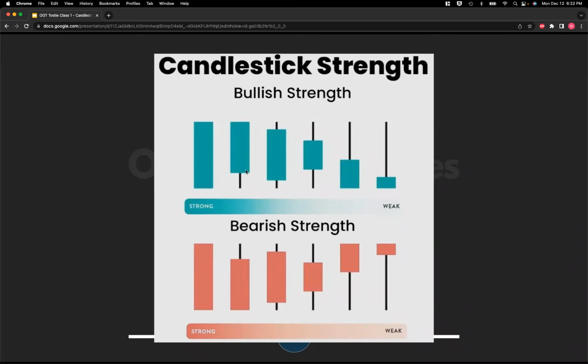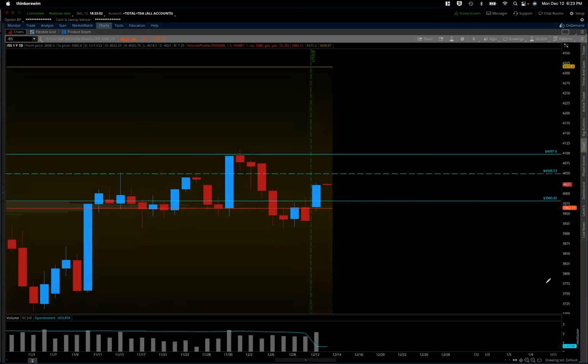So as you can see, as we trend towards weaker types of candlesticks, you're starting to see more wicks, right? And essentially these wicks show that there were sellers present during the duration of this candlestick. And let's look at some of these candlesticks in the real world.